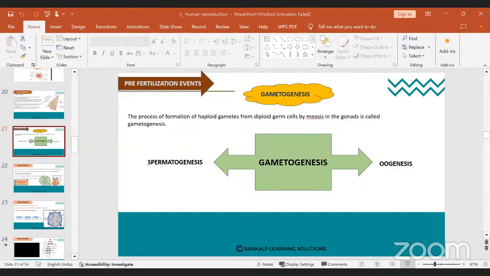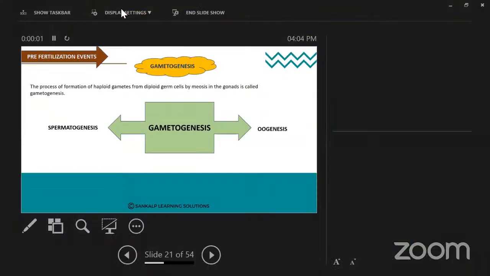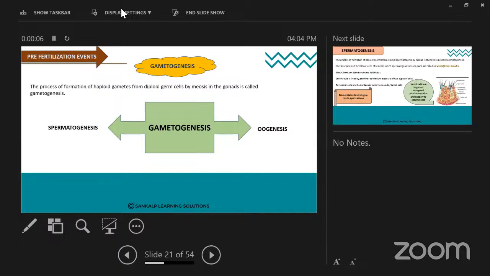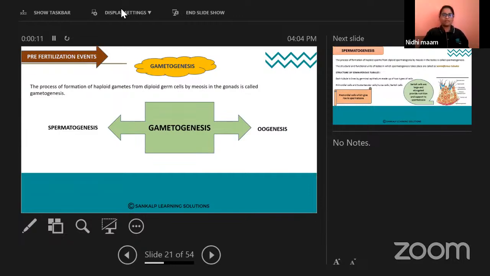So, in the last session, we learned the concept of the male as well as the female reproductive system. Today, we are here to discuss the concept of gametogenesis. As I said in the last session, gametogenesis means what? Gamete, genesis, formation. Formation of gametes is called gametogenesis.